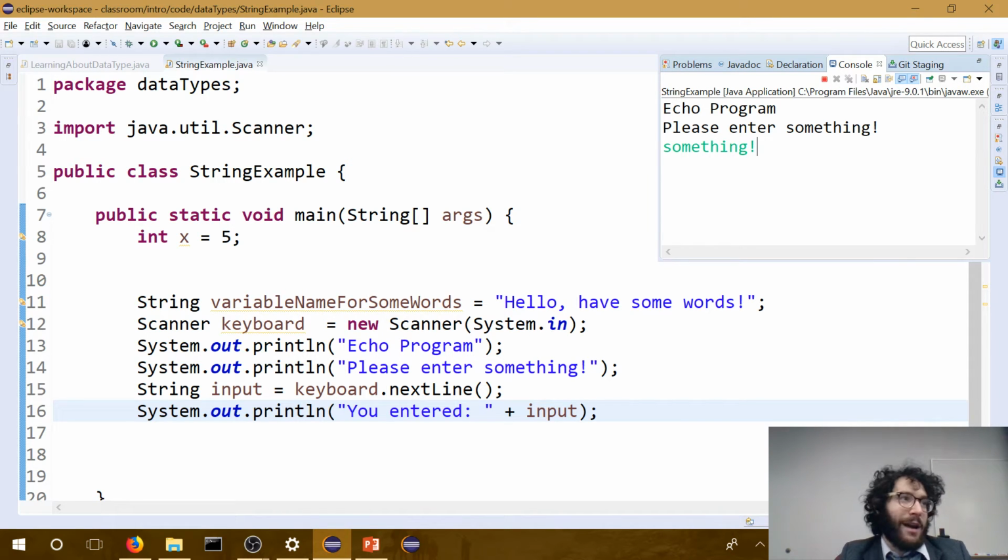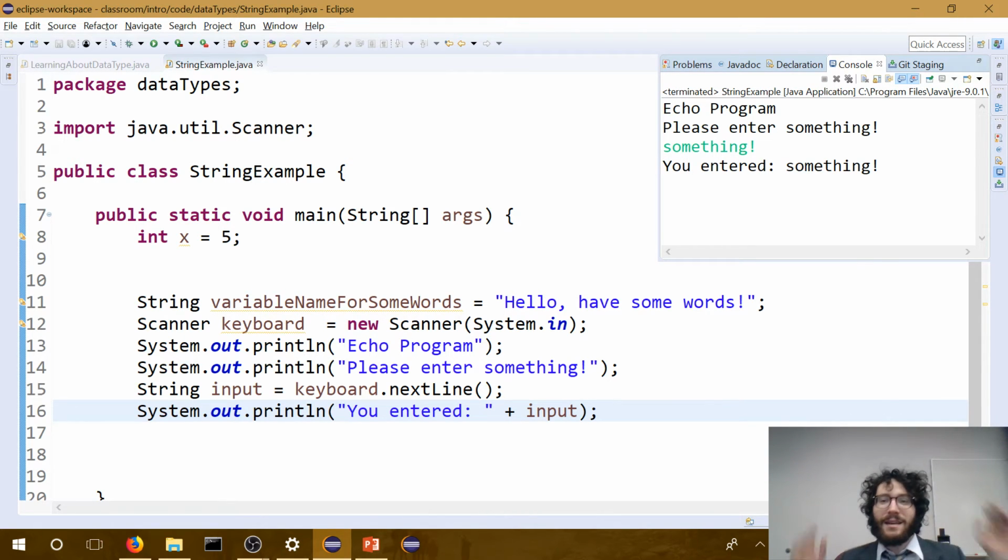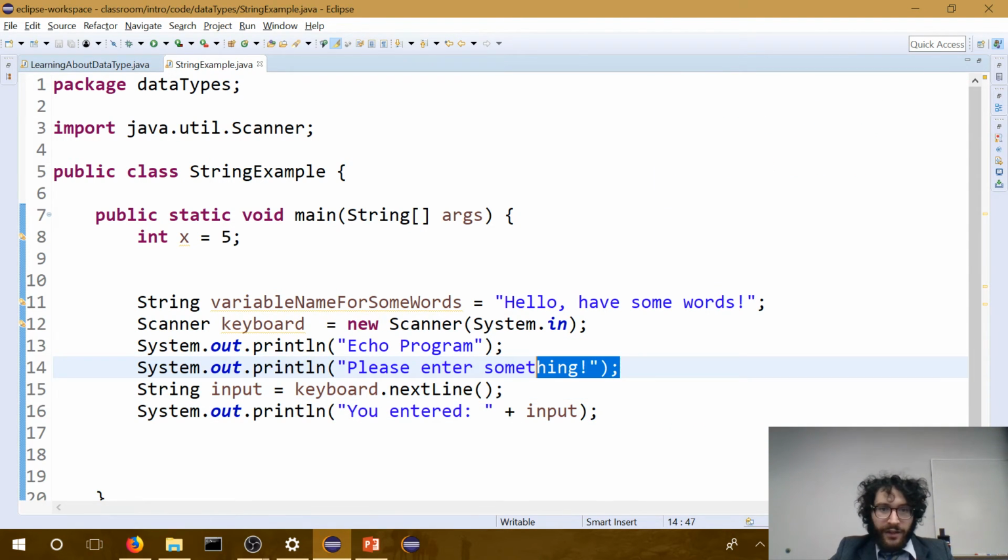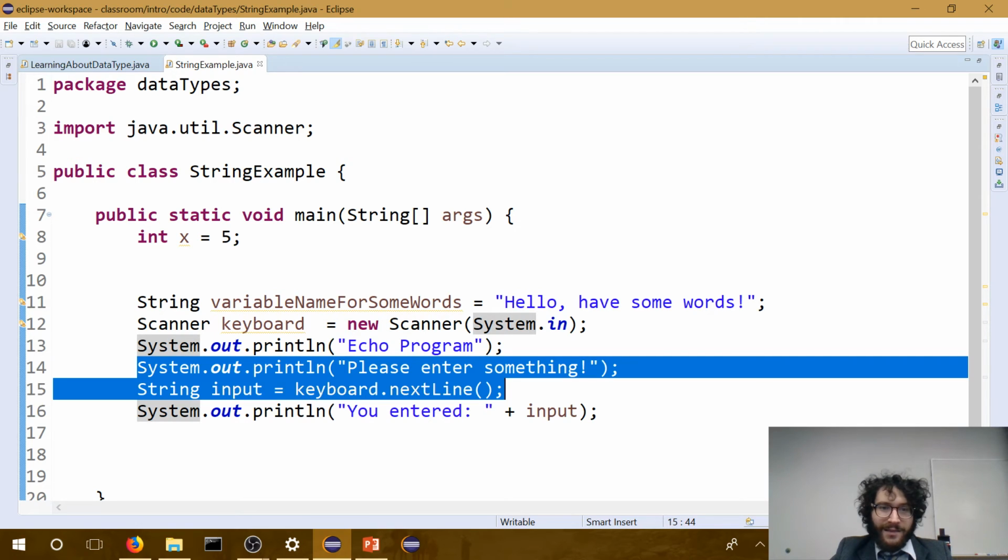Something, because, you know, I'm kind of literal like that. You entered something. So fairly straightforward, right? All it's doing is just printing out what I put in. That's the most basic use of scanner. So let's go ahead and copy paste this.